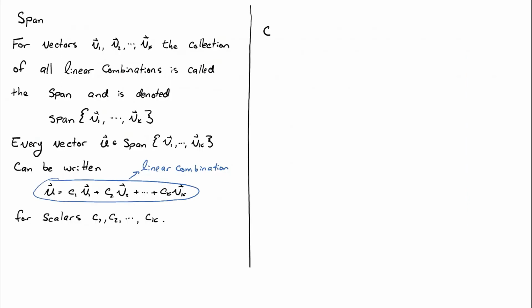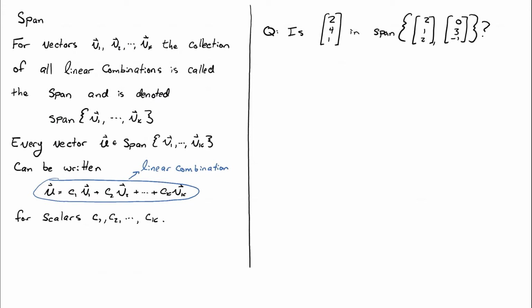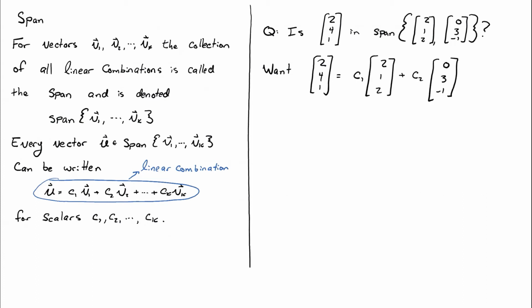How about numbers? Is the vector 2, 4, 1 in the span of the vectors 2, 1, 2 and 0, 3, minus 1? Remember, the span is the linear combination of the vectors. So what this is really saying is: is 2, 4, 1 a linear combination of 2, 1, 2 and 0, 3, minus 1? Or are there constants c1 and c2 so that 2, 4, 1 equals c1 times 2, 1, 2 plus c2 times 0, 3, minus 1?